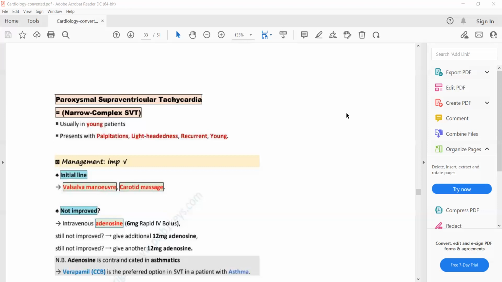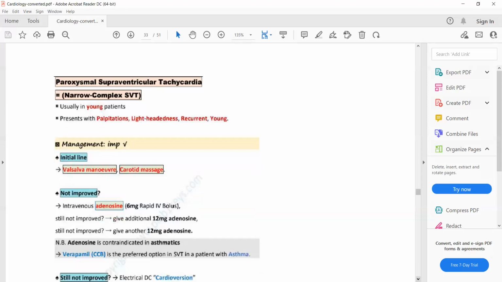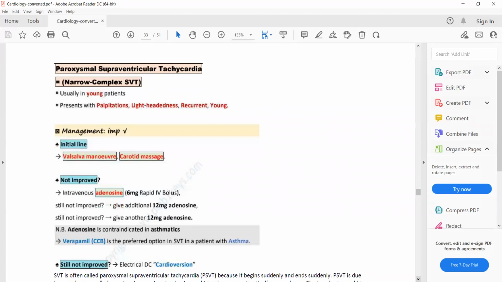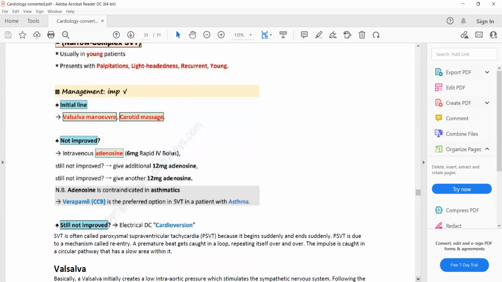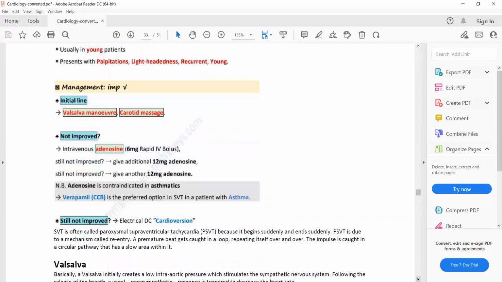How are we going to diagnose paroxysmal supraventricular tachycardia on ECG? The diagnostic point for this type of tachycardia on ECG is that it is a narrow complex tachycardia. Normally, the normal width of the QRS complex is 2.5 small boxes or 100 milliseconds. What will be a narrow QRS complex? If the QRS complex is less than 100 milliseconds, then we'll say that it's a narrow QRS complex.